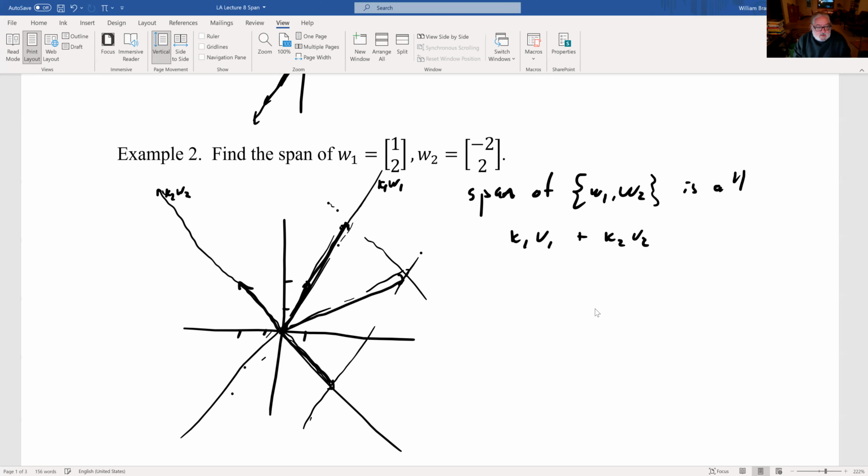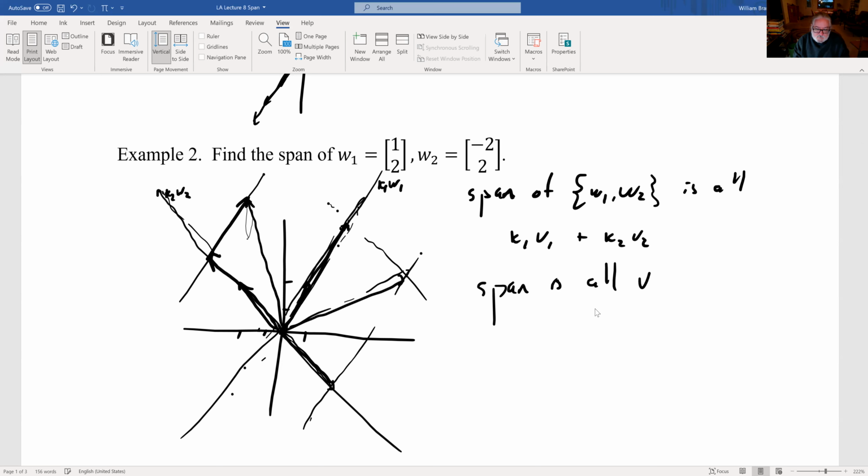So if I take this vector here and this vector here and add them together, I get this one. You can see, no matter what point I pick in the plane, I can always find two vectors, one that lies along this line and one that lies along this line, that add up to give me the vector that ends at this point. Because I just take a line parallel to W1 that goes through this point, and then this vector is K2 W2 and that vector is K1 W1, which gives me the point that I want. So the span is all vectors in the plane.